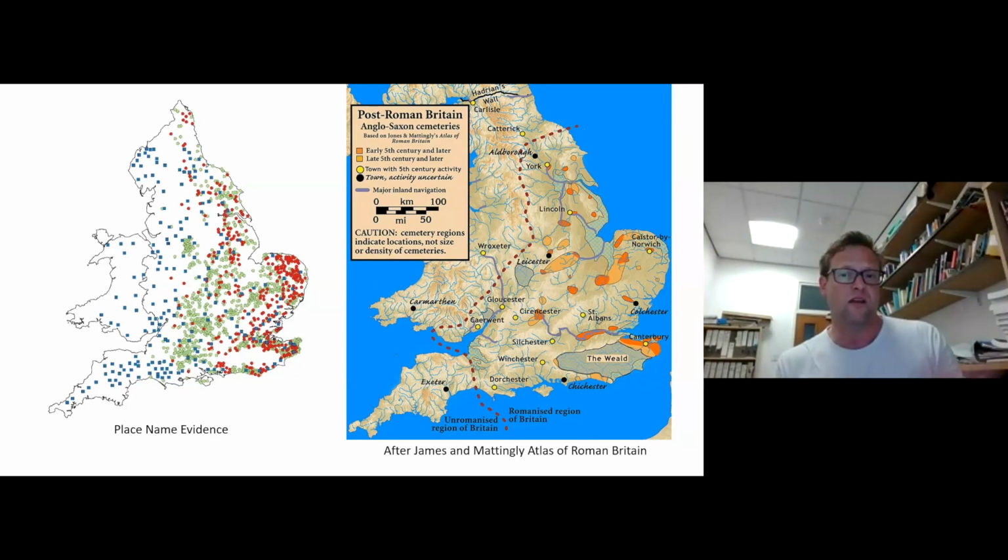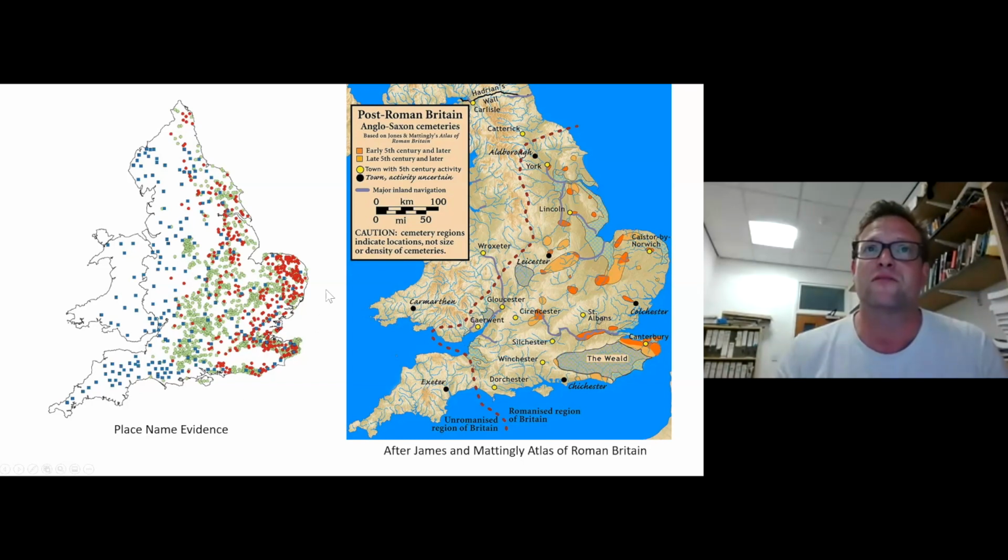The evidence is quite mixed. So on the left-hand side here, I've got the place name evidence. In red, we have Anglo-Saxon place names.